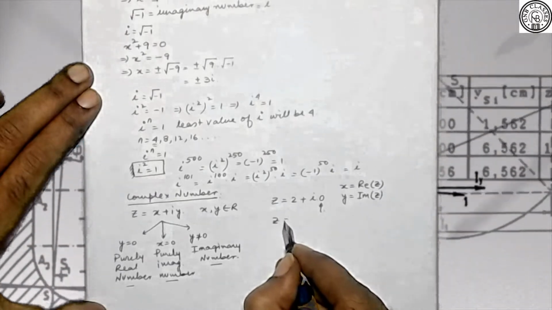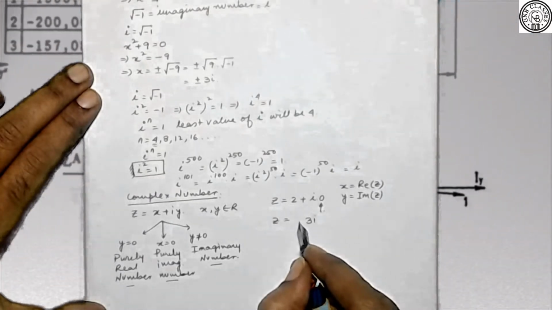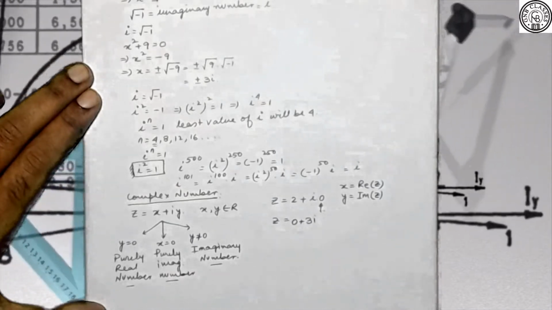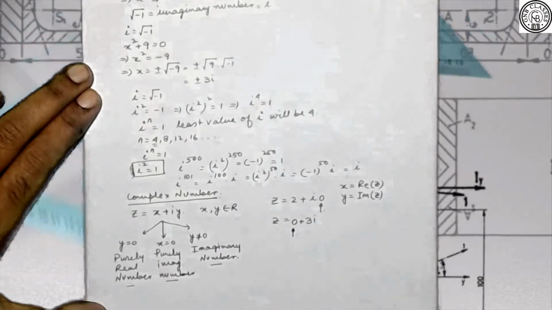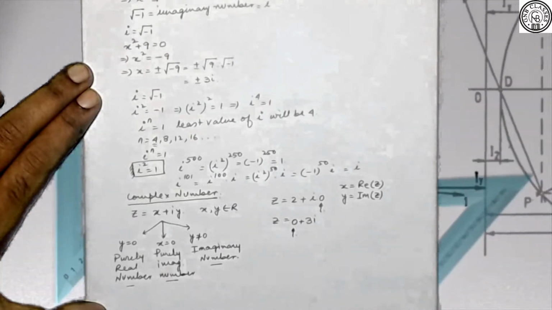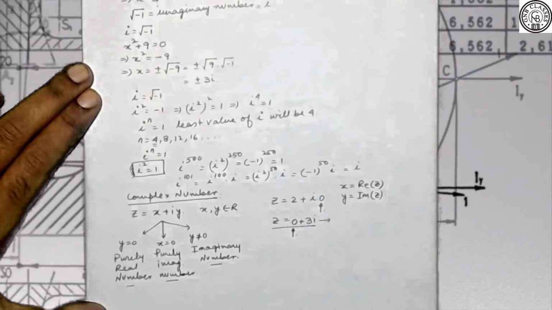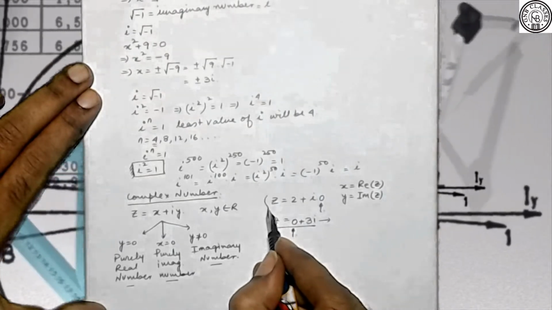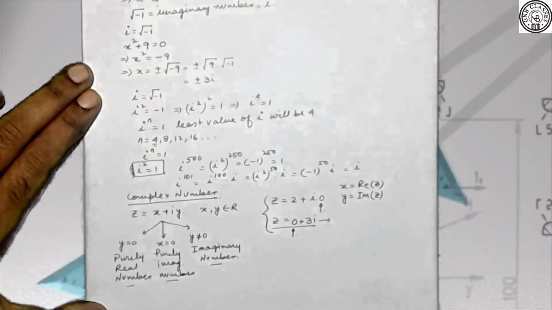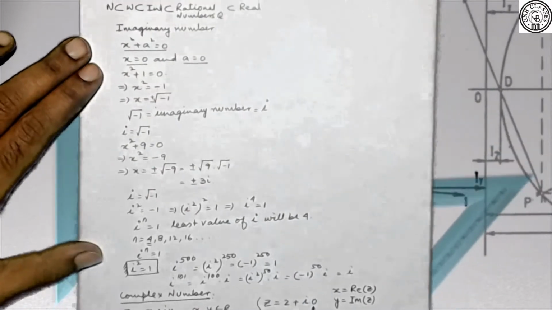Now suppose we have been given, say, 3 iota. 3 iota means it is basically 0 plus 3 iota. So we can easily see that the real part of this complex number is 0. So this complex number is purely imaginary number. Is it clear? So now, after knowing this, we can easily incorporate complex number in this number system.